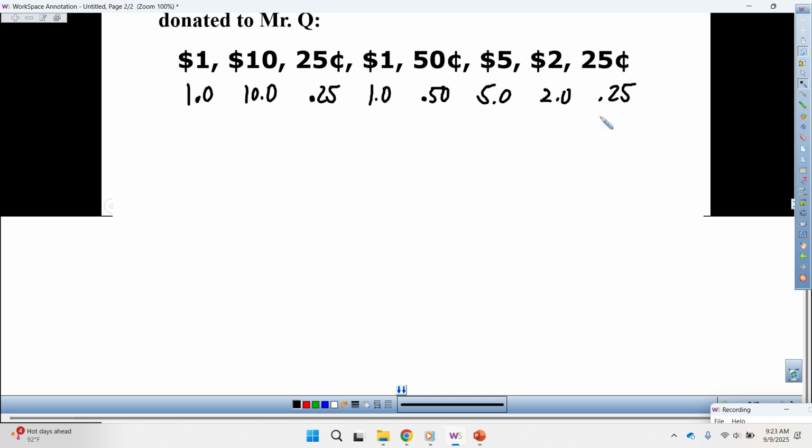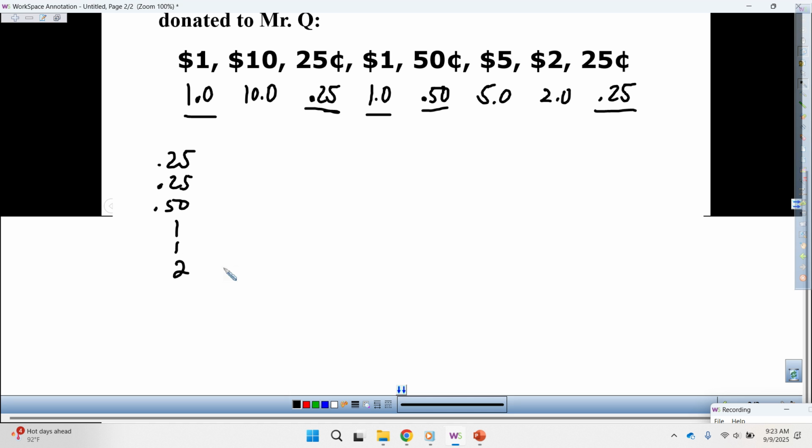So now that we have all in decimal, now we can start with the smallest one. What's our smallest decimal? 25 cents. So we start with 0.25. From there we go with another 25 cents. Then 50 cents. Then any more cents? No, right? So let's go with dollars. 1, 1, 2, 5, and 10.